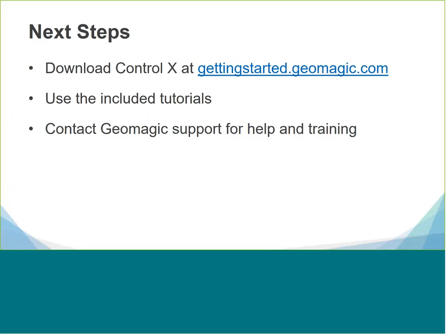Next steps. So how do you get started? Well, you can download Control X from the Geomagic support site. You can see the URL there is gettingstarted.geomagic.com. Or you can wait for a follow-up email after the webinar. We'll send you the download link in that email. And as mentioned earlier, if you're on maintenance, you just install and run Control X. And we found that most experienced Control users find it relatively easy to get started with CX after going through a few of those included tutorials.